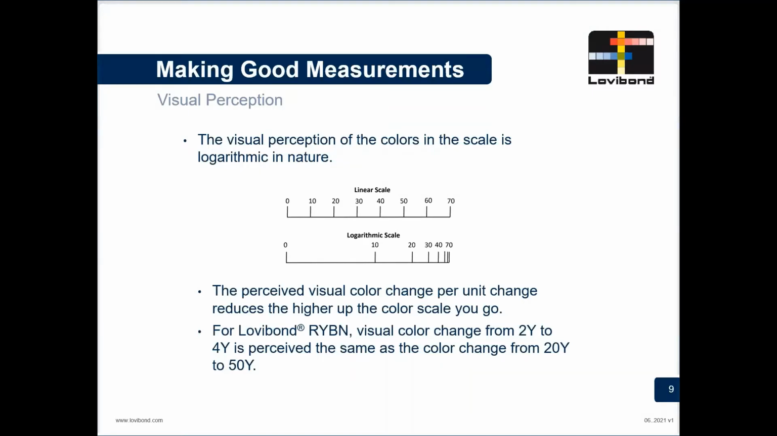So the darker you make the sample, the less the eye sees that physical change. So when we look at the Lovibond scale, if we're changing colour from say 2 yellow to 4 yellow, the eye is actually going to see that as a similar colour change as if we went from 20 yellow to 50 yellow. And that seems like some alarmingly big number, but because of this logarithmic nature of the way the eye sees, you're going to get this loss of resolution as your sample gets darker.